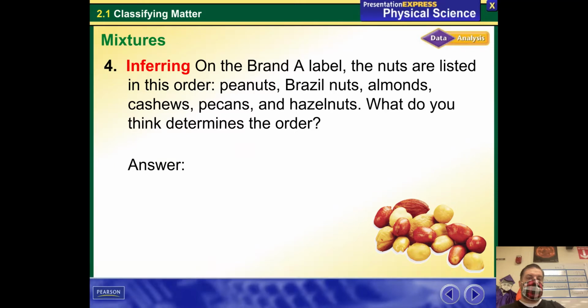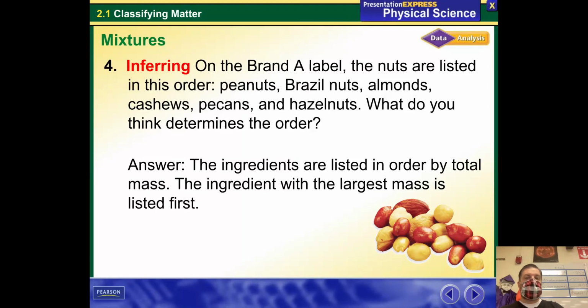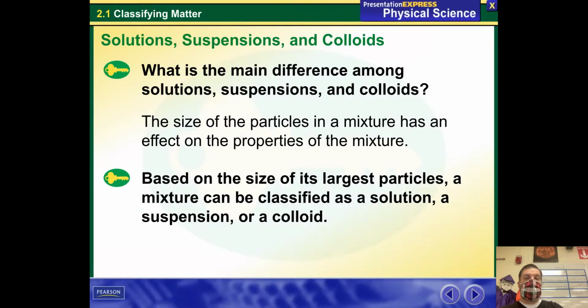On brand A label, the nuts are listed in order: peanuts, Brazilian nuts, almonds, cashews. What do you think determines the order? The ingredients are listed in order by total mass. The ingredient with the largest amount was first. So what is the main difference among solutions, suspensions, and colloids? Well, the size of the particles in the mixture has an effect on the properties of the mixture. Based on the size of the largest particles, a mixture can be classified as a solution, a suspension, or colloid.